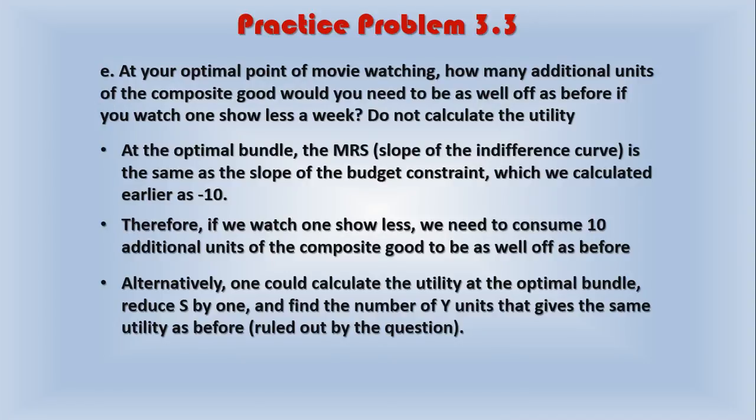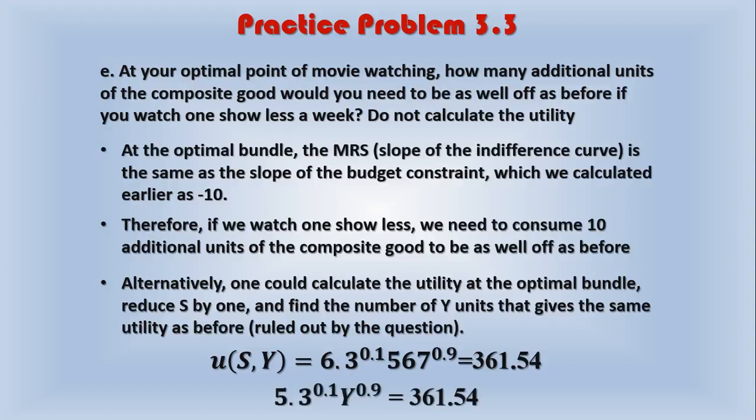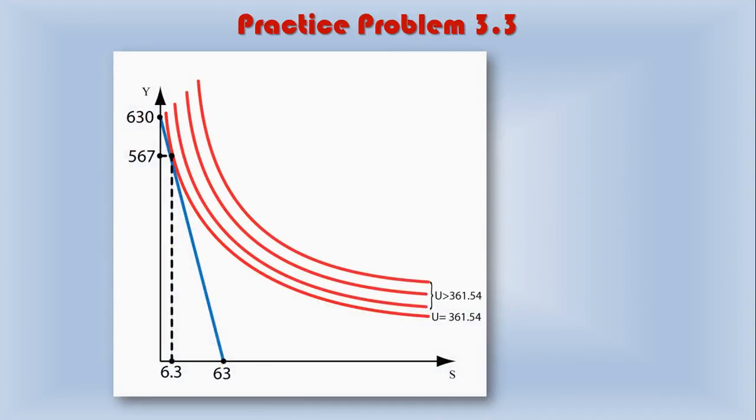Alternatively, one could calculate the utility at the optimal consumption bundle, meaning you plug in 6.3 and whatever the other number was of money into our utility function, get the level of utility, and then reduce our shows by 1 and find the number of Y units that gives the same utility as before. So essentially, plugging in 6.3 and 567 gets you to 361.54 utils. That's the amount of satisfaction you gain from your optimal consumption bundle. And if you decrease your movie shows by 1, how do you maintain that same amount of utility? Well, you have to solve for Y to get that. So that's another way you could do it.